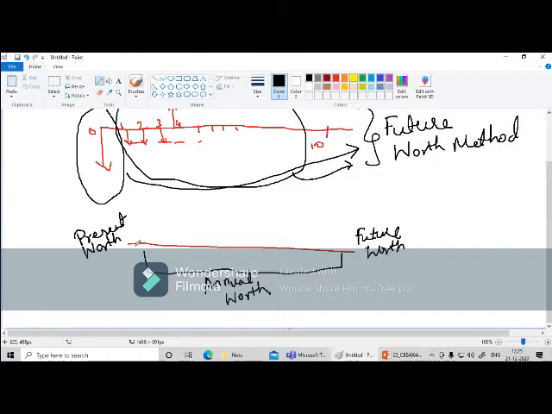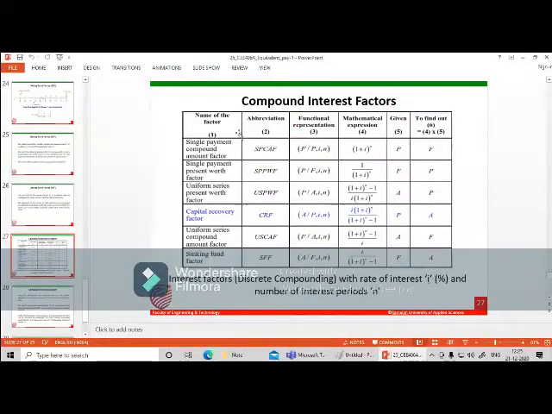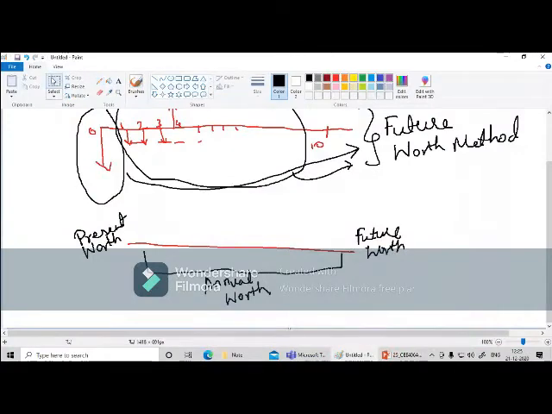See, for example, I'll take up an example and I'll explain you. So you forget about this thing, this column number one, name of the factor, you forget about this one. So you make a note. So I'll take up an example.